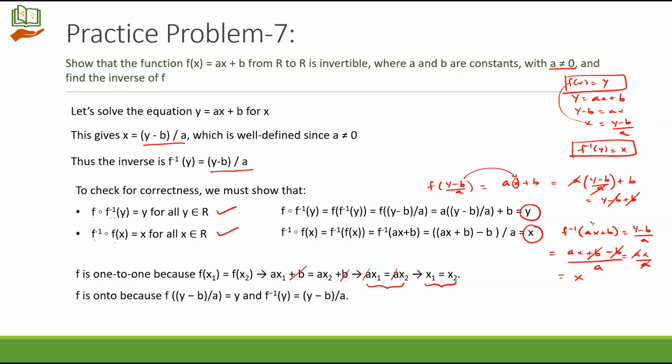F is onto because f of y minus b by a is equal to y. We have f of x is equal to y. What is the value of x? X is equal to y minus b by a. That is what they have represented in this form. So this is f inverse of y is equal to x. This x is again substituted as y minus b by a. That is what you can find here. So we have proved that it is invertible, and we have found the inverse of the function also.